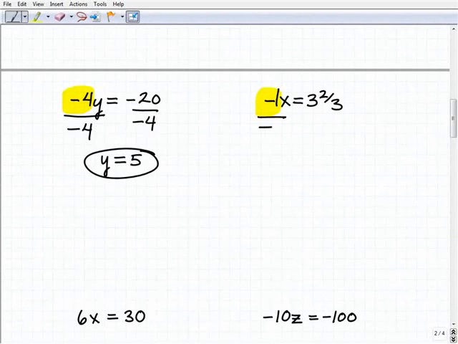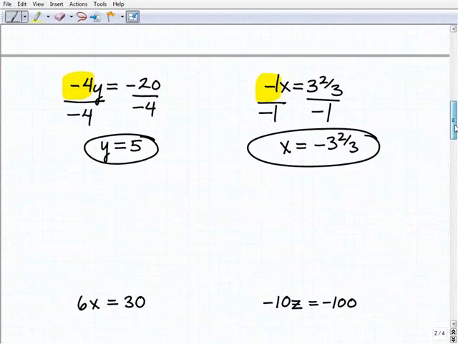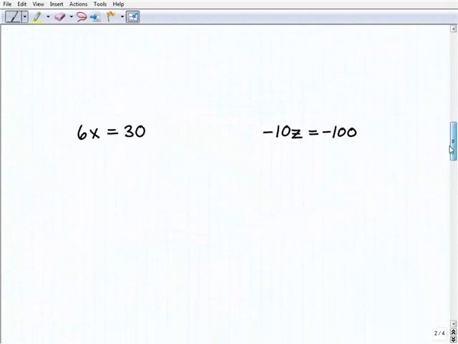I'm going to divide both sides of the equation by negative 1. I need to have x by itself, a positive x, not a negative x. So if I do this, I'll get that positive x. Negative 1x divided by negative 1 is a positive x, and then 3 2/3 divided by negative 1 is negative 3 2/3. Okay, so let's move on to our next two problems.